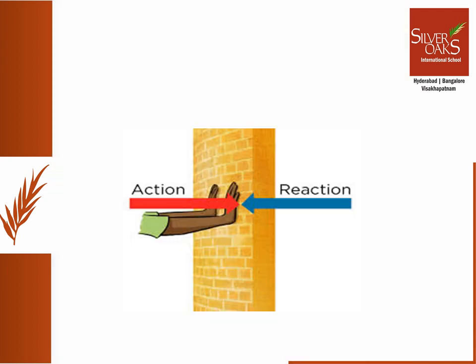In this figure, when the boy exerts a force on the wall, the wall exerts an equal force on the boy in the opposite direction. According to Newton's third law of motion, whenever one body exerts a force on another body, the second body exerts an equal and opposite force on the first body.